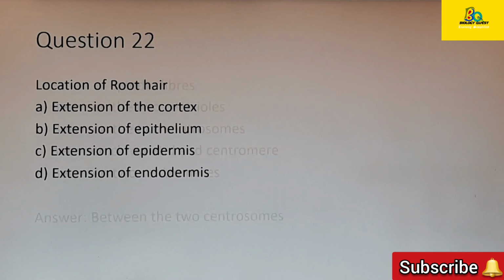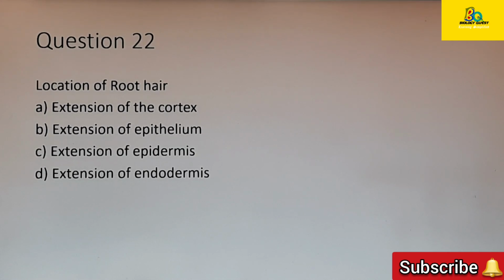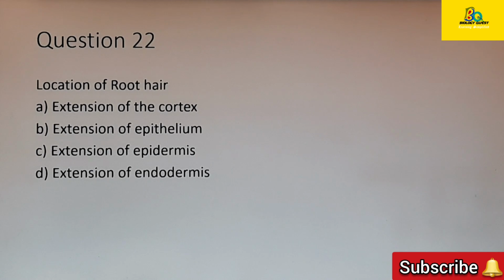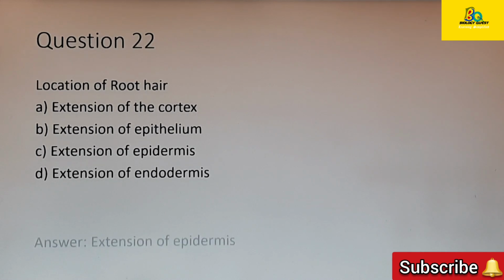Now question 22. Location of root hair. Option A, extension of the cortex. B, extension of epithelium. C, extension of epidermis. D, extension of endodermis. Which is the correct answer? We know that root hairs are unicellular extensions of the epidermis of root, isn't it? So which is the correct answer? Option C, extension of epidermis.